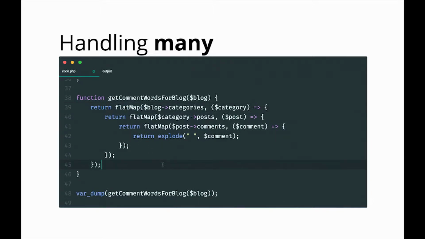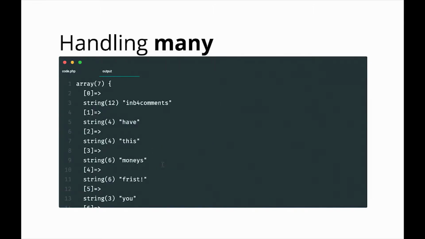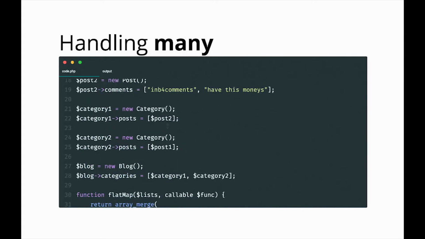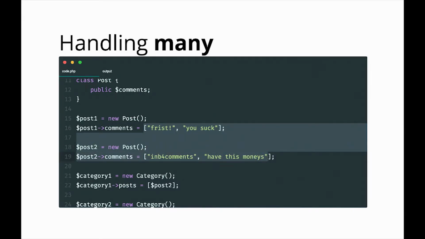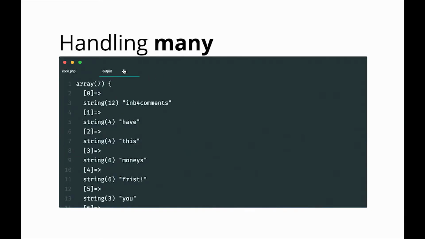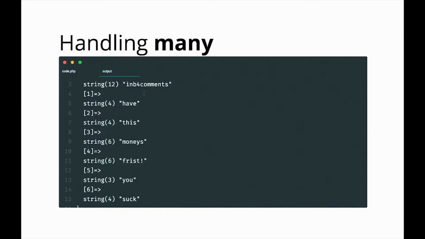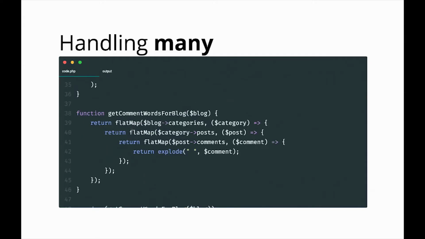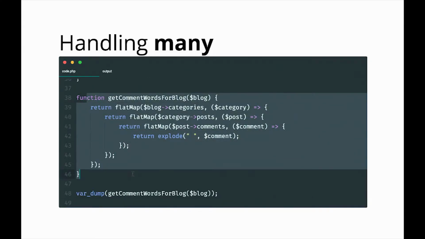Let me run this so I can make sure it works before I explain further. OK, it's doing that. It's the kind of comment words we can expect from modern comment sections on the internet. And it's doing its job. It's going through each blog and each category and each post and each comment and splitting them up. And we just get a neat array at the end. However, hands up if you'd like to write code like this. OK, we can make it better, though.